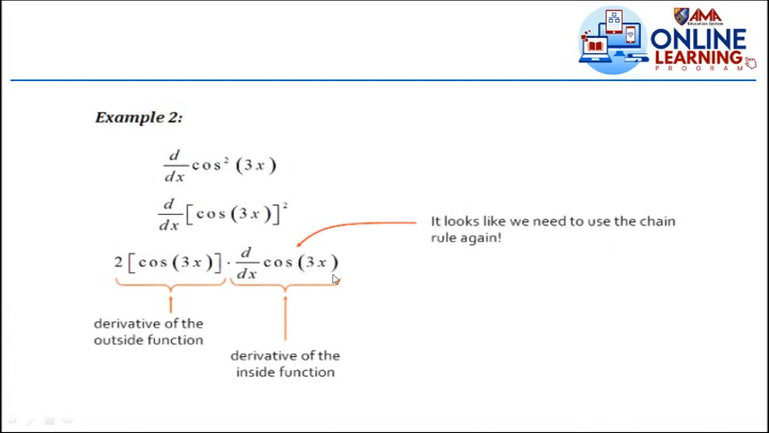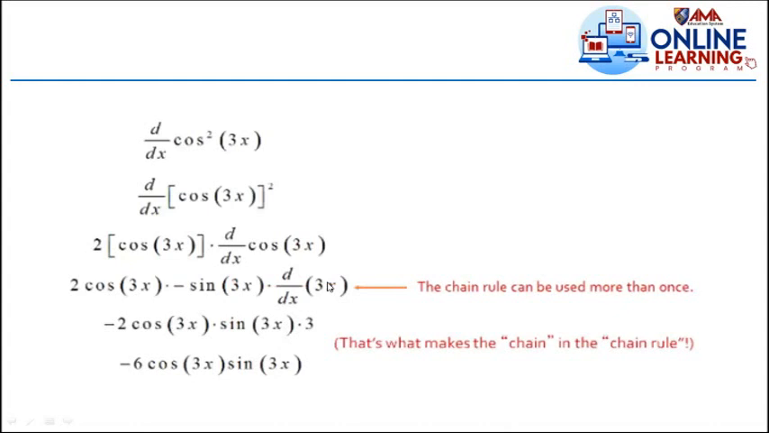Using your power rule formula, this one represents your n. The derivative of u raised to n is n times u raised to n minus 1 multiplied by du/dx. So we have 2 cosine 3x multiplied by the derivative of cosine 3x. So that is the derivative of the outside function, and then the derivative of the inside function. It looks like we need to use the chain rule again. So using the chain rule again, this is now our formula.